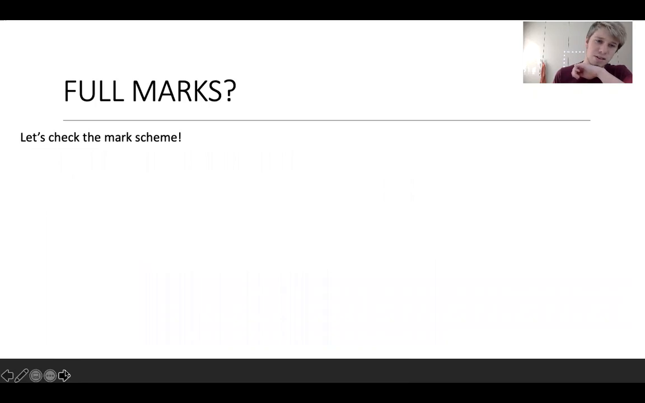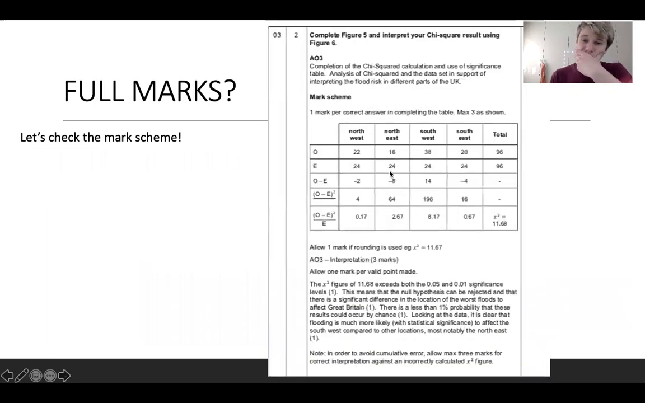So did we get full marks? Well, let's check the mark scheme here. So, completion of the chi-square calculation: 1 mark per correct answer, 3 marks max as shown. So let's have a look. Yes, we've got all of the numbers right. We've got 196 where my cursor is, 2.67 where my cursor is, and 11.68 where my cursor is. And if rounding is used, that was fine anyway.